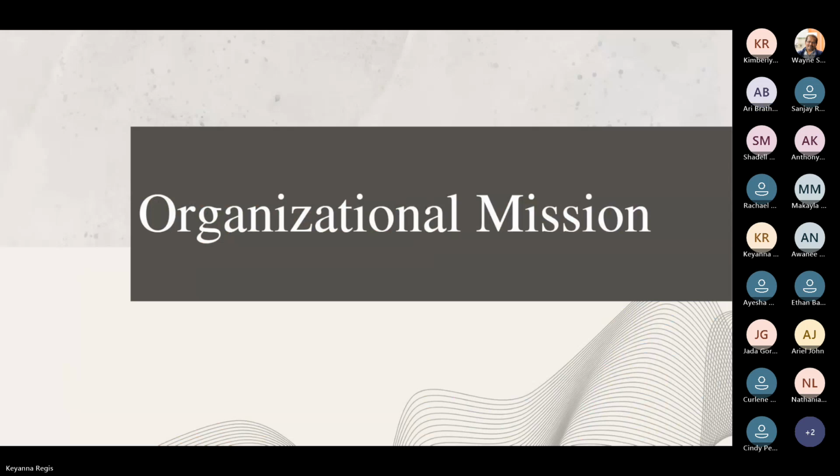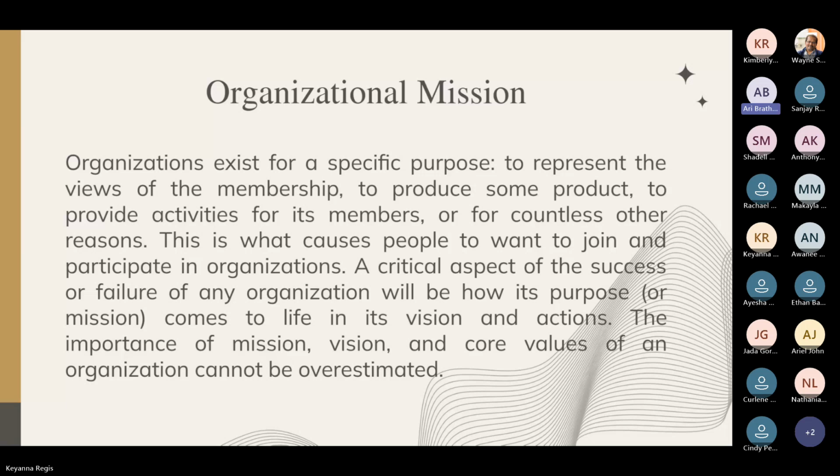Organizational mission. Next slide. Organizations exist for a specific purpose: to represent the views of the membership, to produce some product, to provide activities for its members, or for countless other reasons. This is what causes people to want to join and participate in organizations. A critical aspect of the success or failure of any organization will be how its purpose or mission comes to life in its vision or actions.